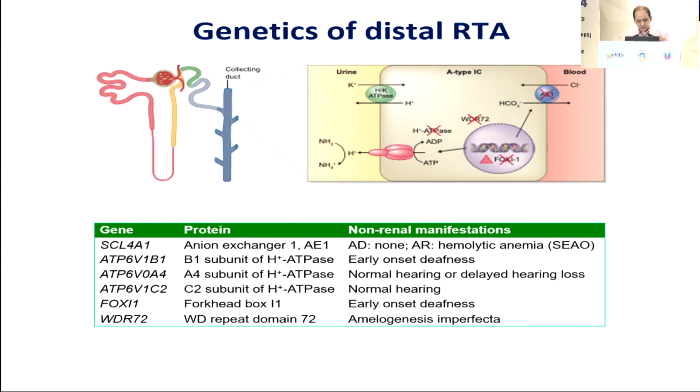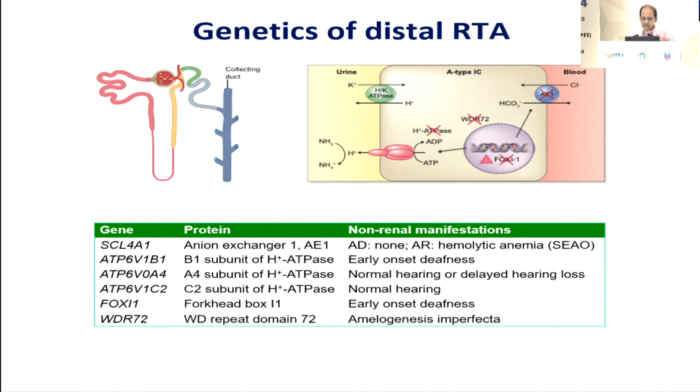Next few slides, I'll talk very briefly about the genetics. Clearly, because this has changed the way we have understood RTA in the last 10 years. The chief genes for distal RTA, as I said, are the hydrogen ATPase shown here on the luminal side, and on the other side, the anion exchanger or SLC4A1. In addition, you have FOXI1, which is really a master regulator gene that regulates the expression of both the hydrogen ATPase as well as the anion exchanger. And there is also another gene which we'll talk about, WDR72.